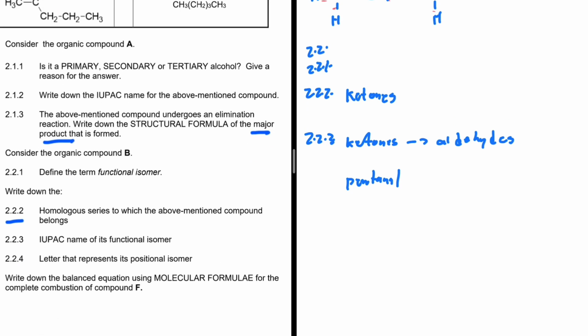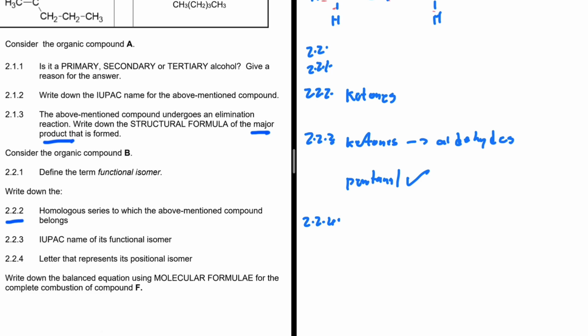So what are we looking for? IUPAC name of its functional isomer. Oh, okay, we're done then. We're looking for the IUPAC name. I thought we were looking for the structure, right? But we're just looking for the IUPAC name. The IUPAC name is pentanal, right?